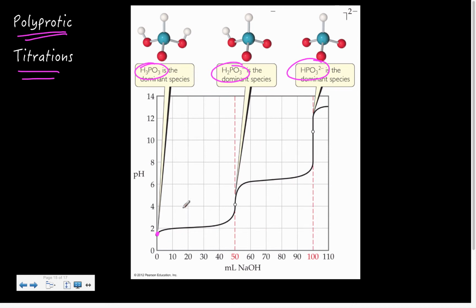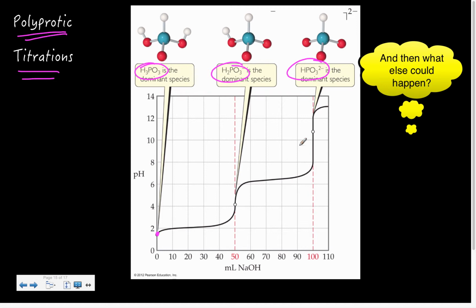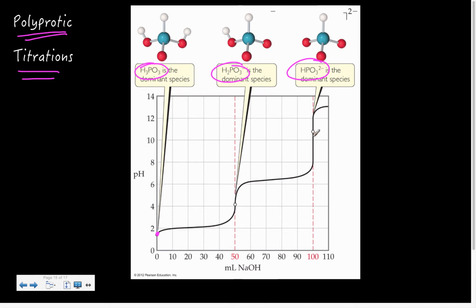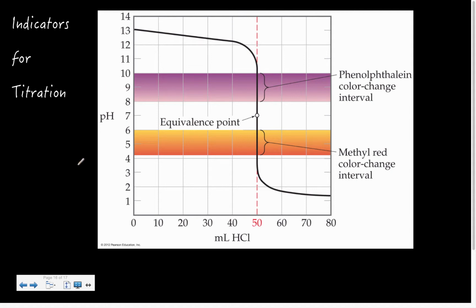Okay. So again, polyprotic just means we're going to have multiple equivalence points because we'll take off one proton and then another proton. All right? Okay. Moving along, indicators for titration.